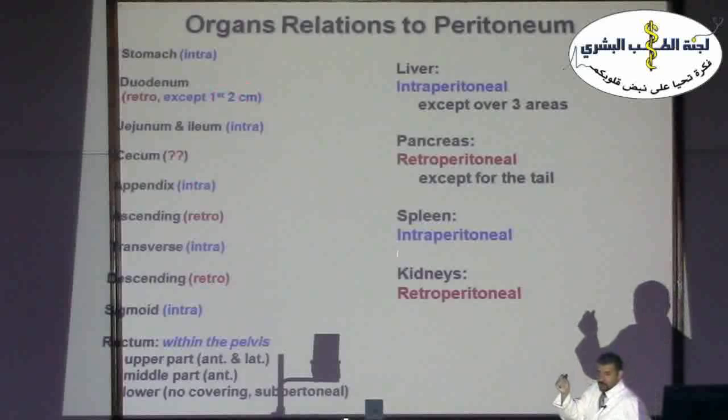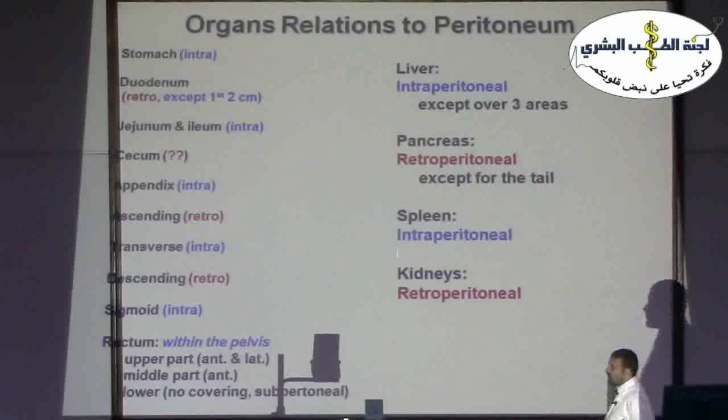The first 2 centimeters is the free edge of the lesser omentum. I will show you, containing the portal triad, called the hepatoduodenal ligament. The same thing, the 3 structures are the same thing. Jejunum and ileum are intraperitoneal.